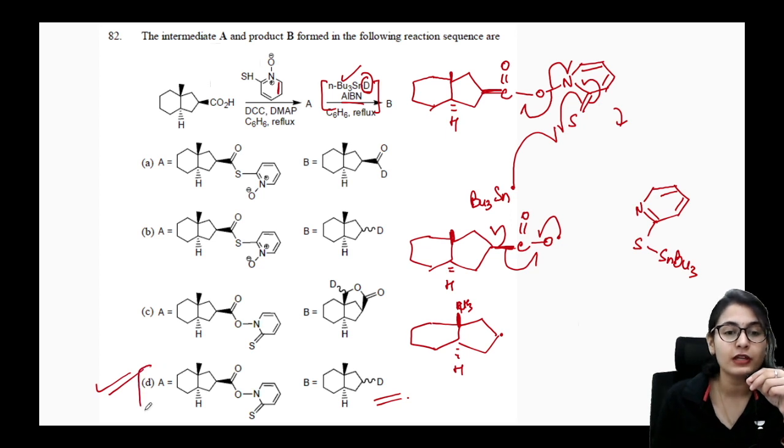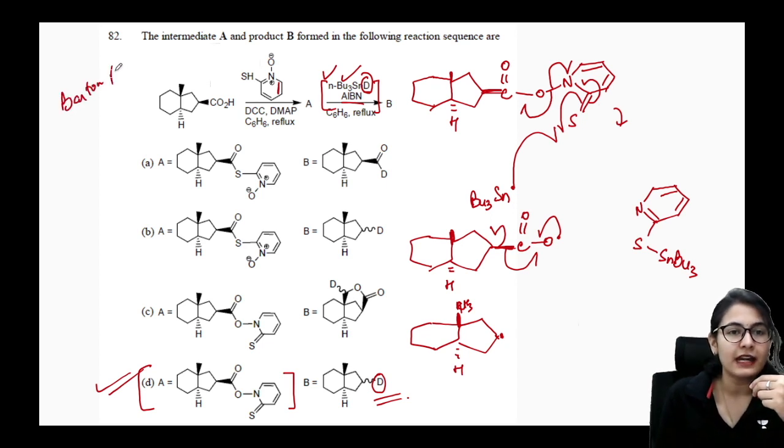First of all, you are going to get this kind of an ester. The ester attacked by the radical is going to do the elimination in this way, and your final alkyl radical will take a deuterium. So the answer is option D. What is the name of this reaction? It is Barton radical decarboxylation.